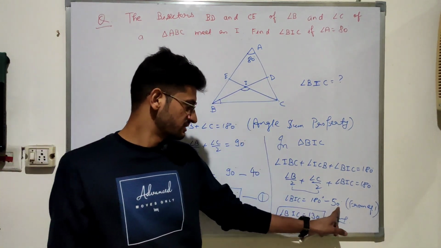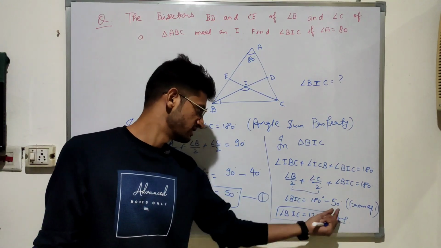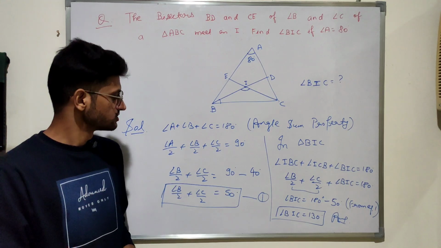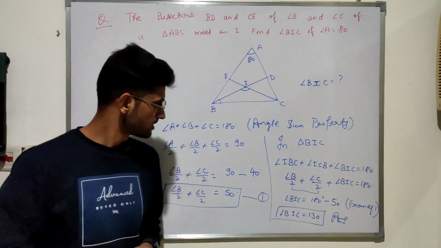So we subtracted 50 degrees because the sum of half of angle B plus half of angle C is 50 degrees, which we took from equation 1 itself. So finally we got angle BIC equal to 130 degrees as a result.